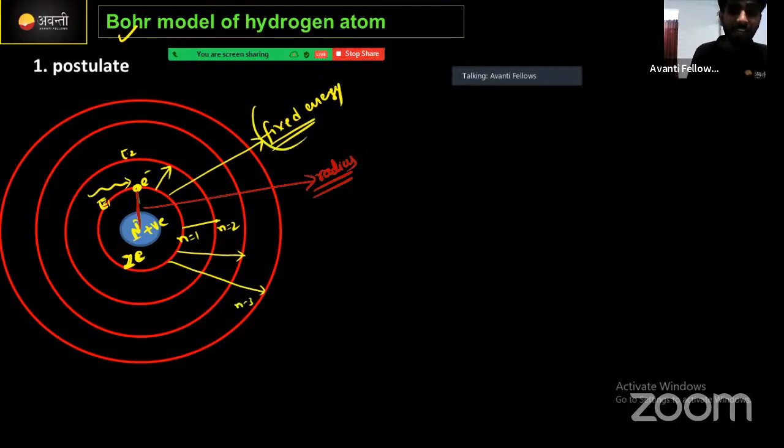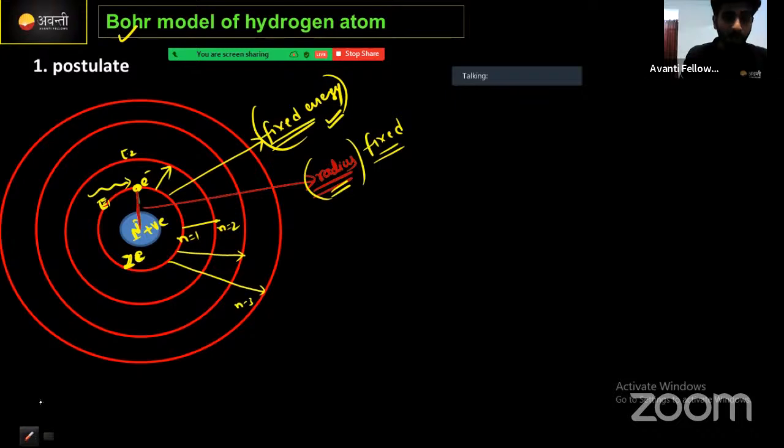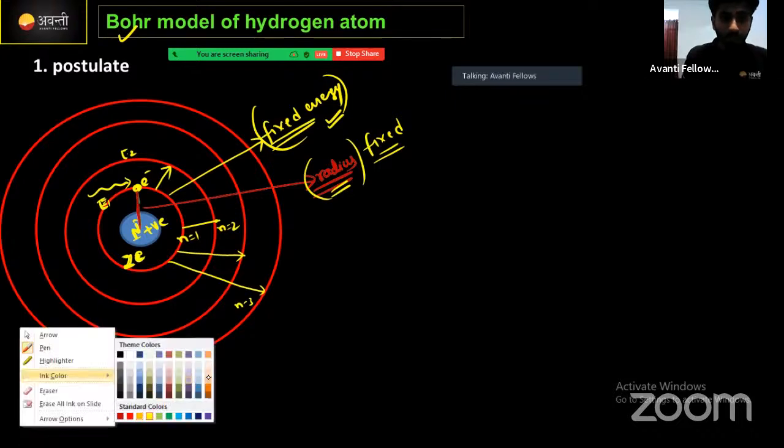That is actually what he said in the first postulate: in an orbit of an atom, it has one fixed radius. Fixed radius means electrons are revolving around the nucleus. In an orbit, it has one fixed distance. That distance is called radius, and each orbit has its fixed energy. Clear now?